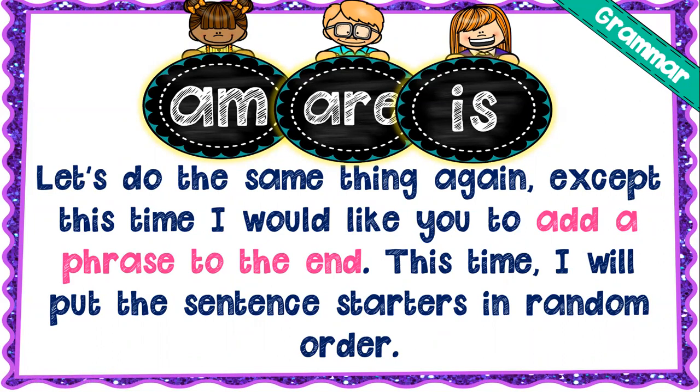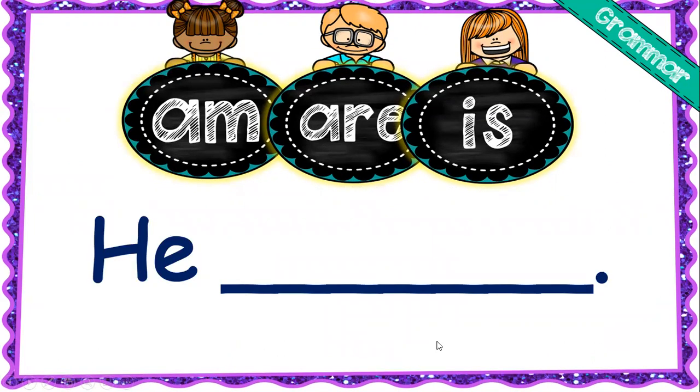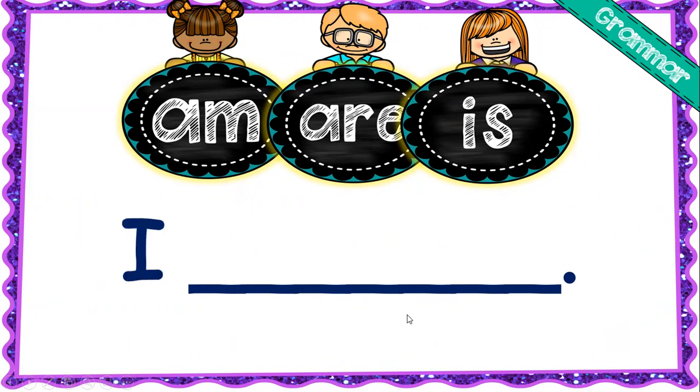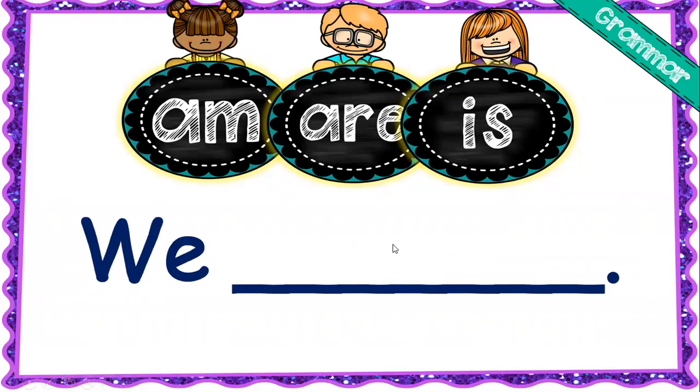Let's do the same thing again, except this time I would like you to add a phrase to the end. This time I will put the sentence starters in random order. So for example, he is happy. You are lined up for lunch. I add an ending to yours. So there's your sentence starter. I am excited about the field trip.